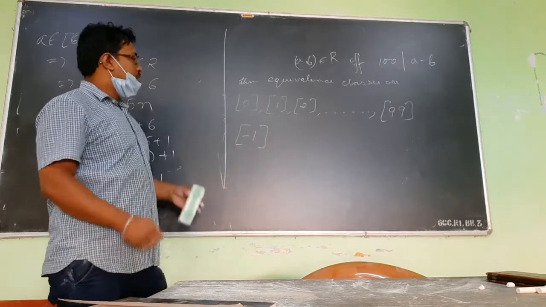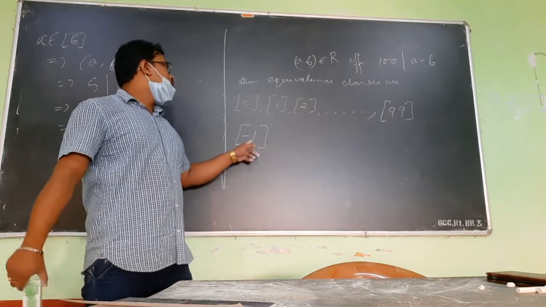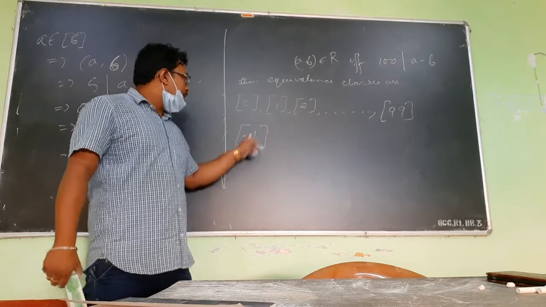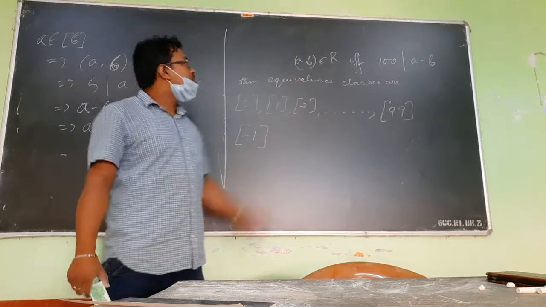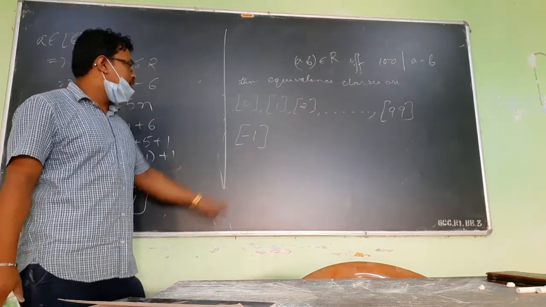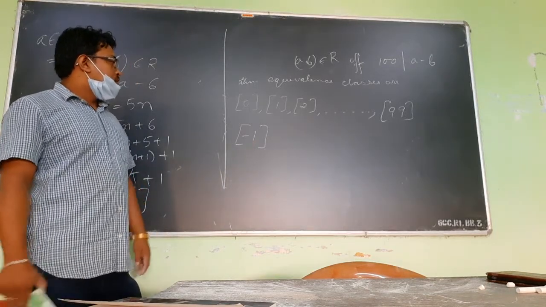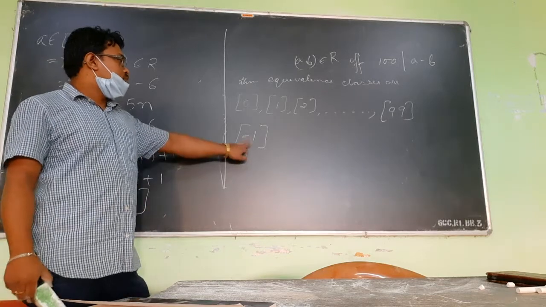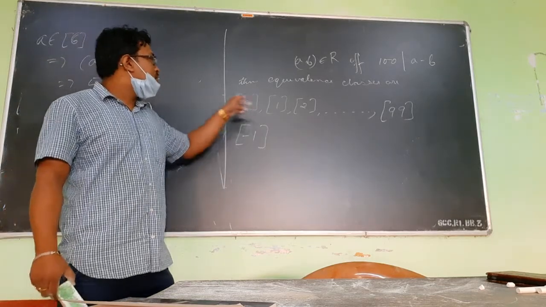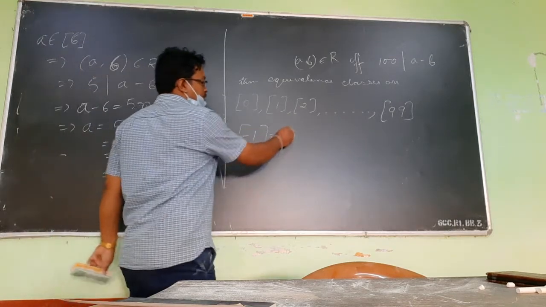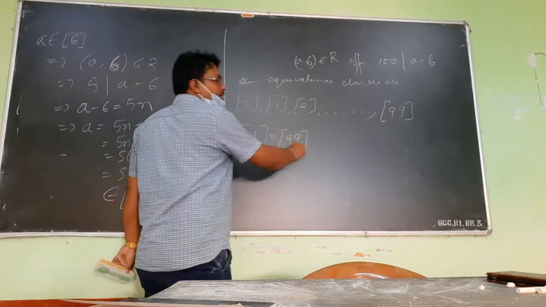Equivalence class of minus 1. You just try to find out which one satisfies, meaning minus 1 minus what is divisible by 100. That way you can identify the equivalence class of this. Minus 1 minus which number out of these? 99. The equivalence class of minus 1 will be the same as the equivalence class of 99.